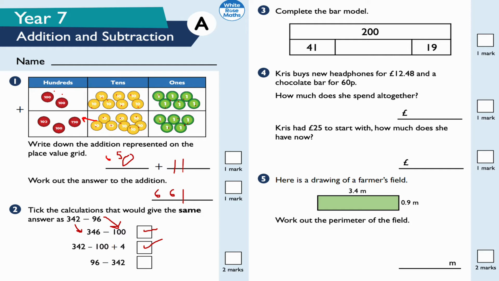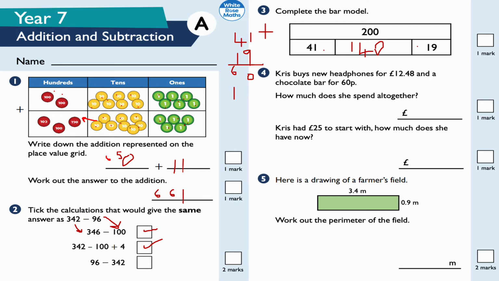This is question number 3, guys. Complete the bar model. 41, 19, and all of this is 200. Well, 41 plus 19, so 1 add 9 is 10, so 0, carry the 1, 4 add 5 add 1 is 6, so it's going to be 60, so it's going to be 140 goes there. This is question number 4, guys.